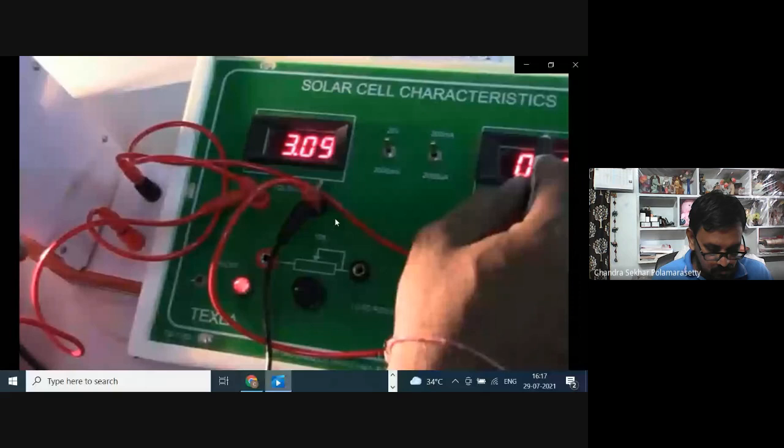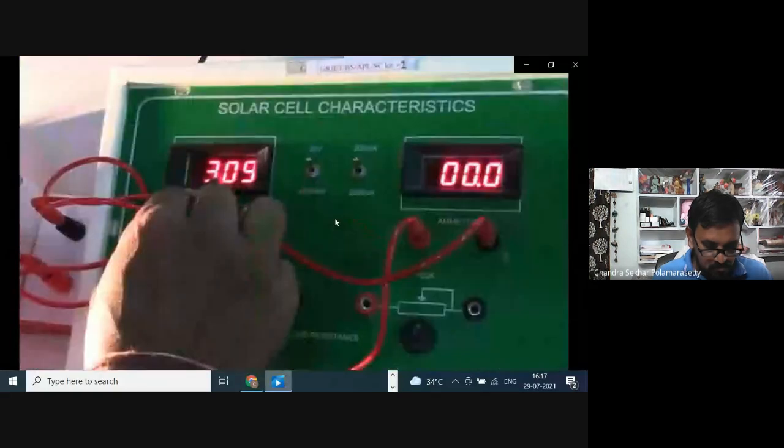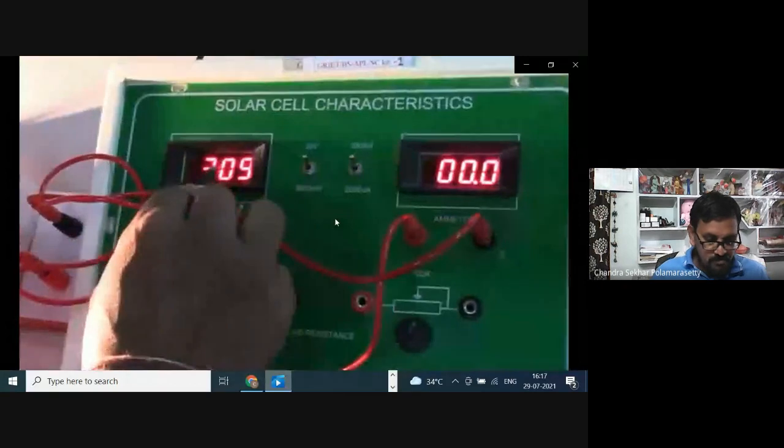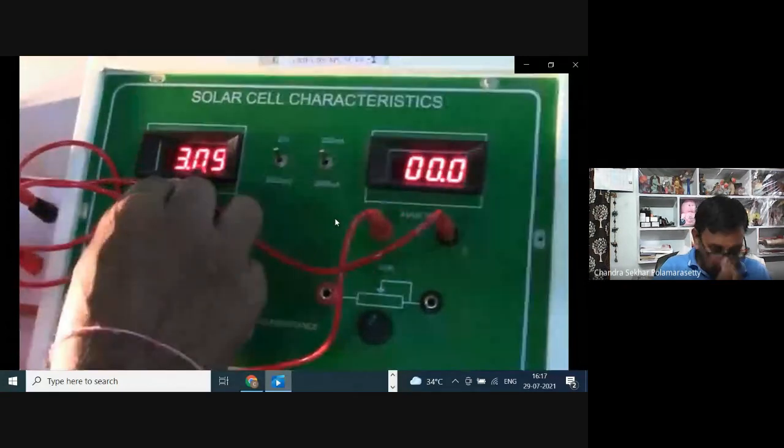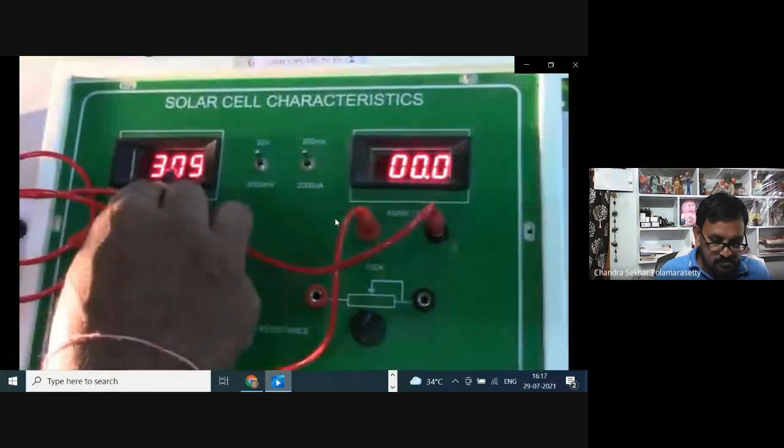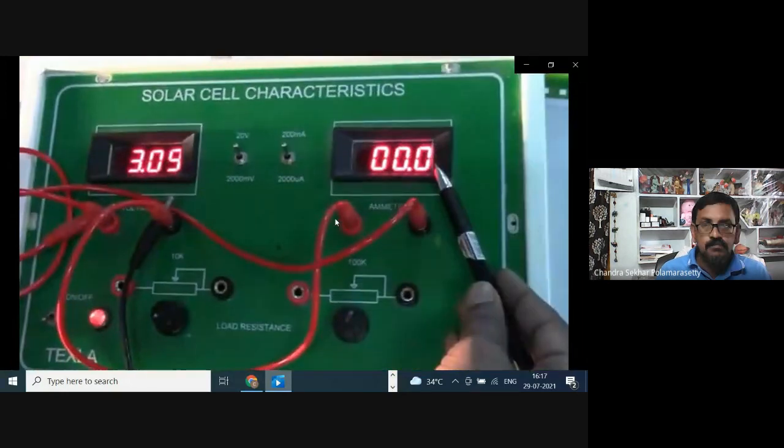So the next task is to adjust the load resistance in order to get 2 volts. Yes. Increase the load resistance.